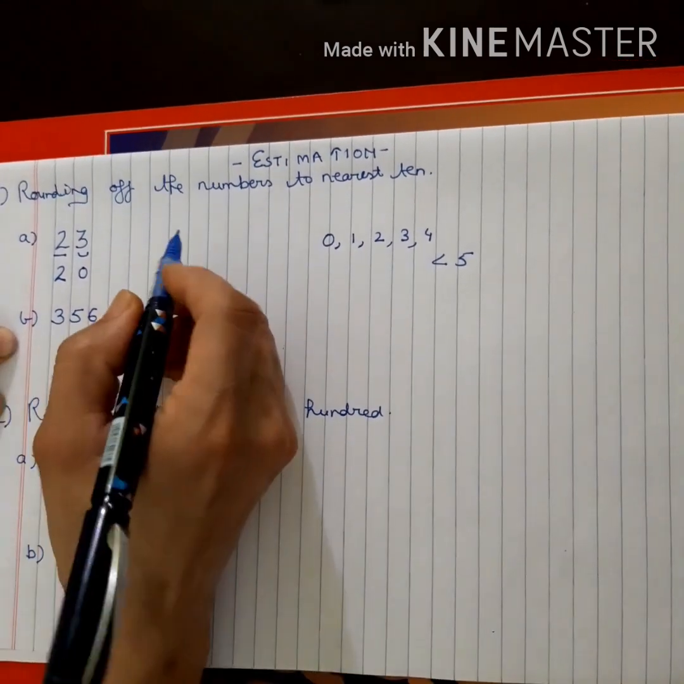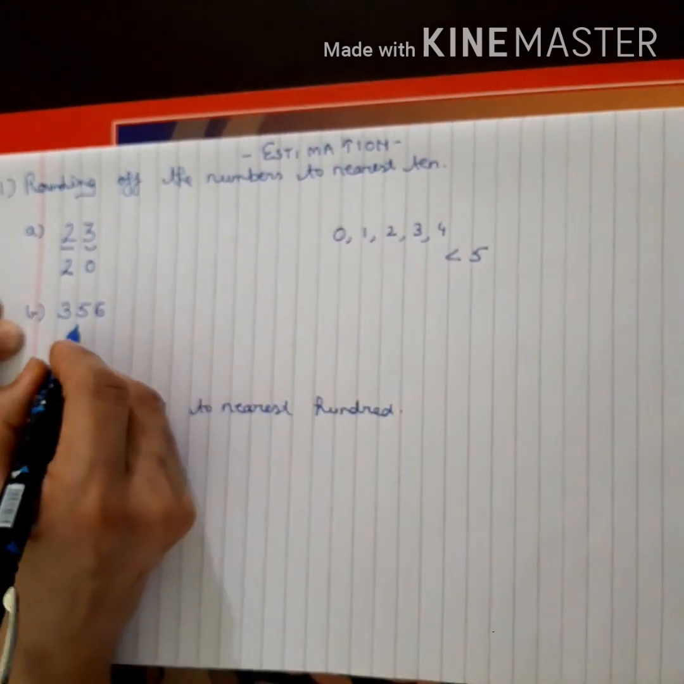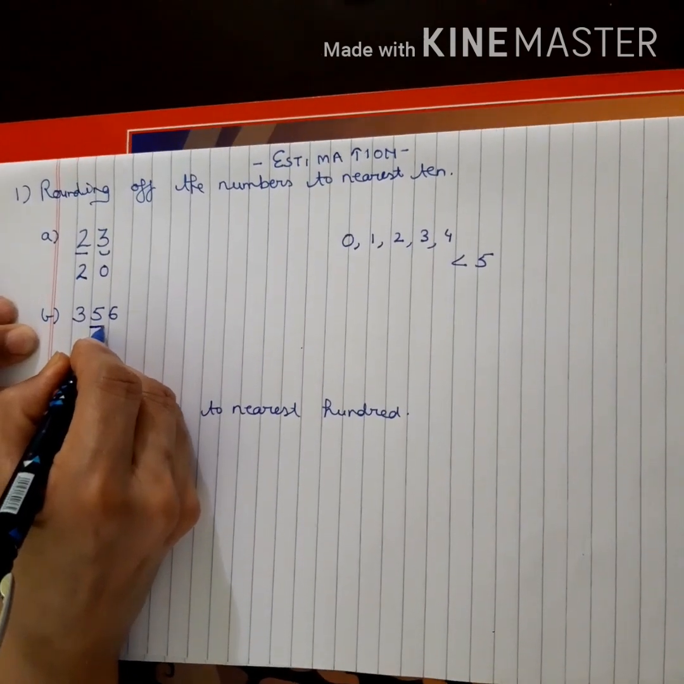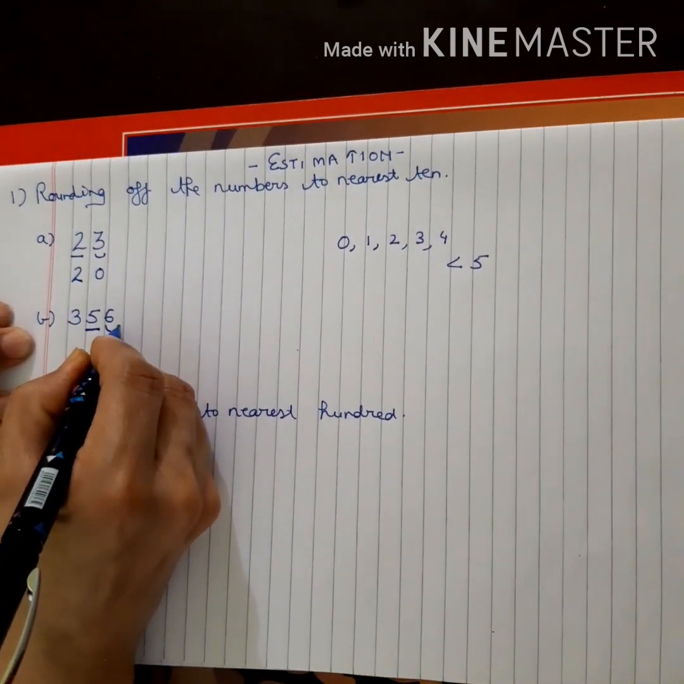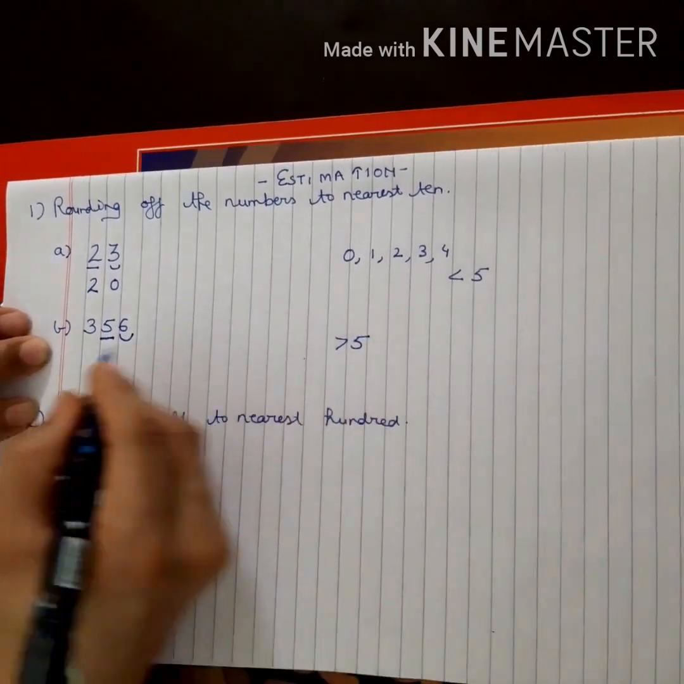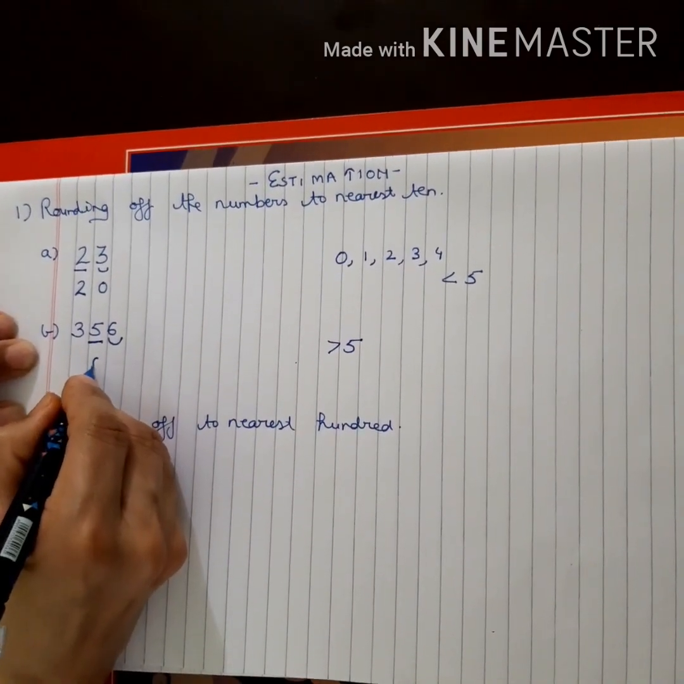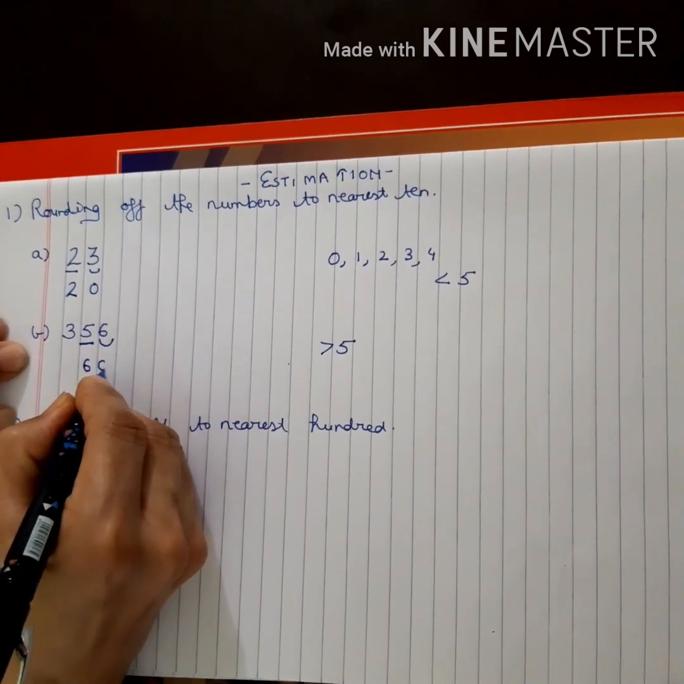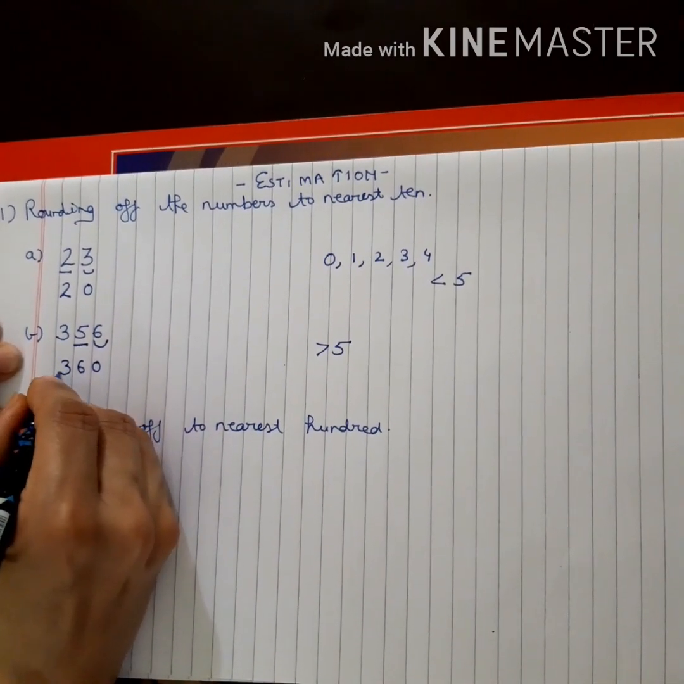Now we are rounding off the number to nearest 10. So we will underline the tens digit. We will check the ones digit. This ones digit is greater than 5. So this tens digit will increase by 1. This will become 0 and the hundreds digit will remain same.